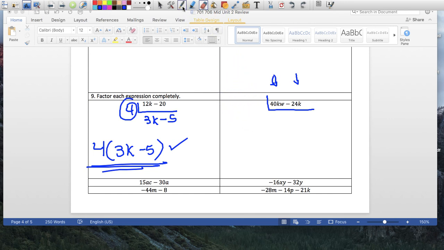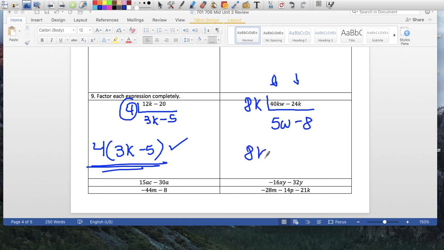No. It should be 8k. Sorry. So 40 divided by 8 is 5, and the k, it's already there, so it'll be 5w, because there's already a k there. And then 24k divided by that would be simply 8.